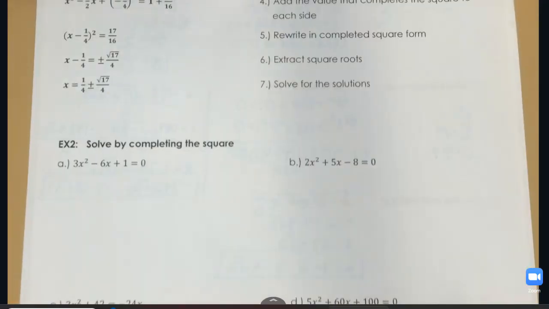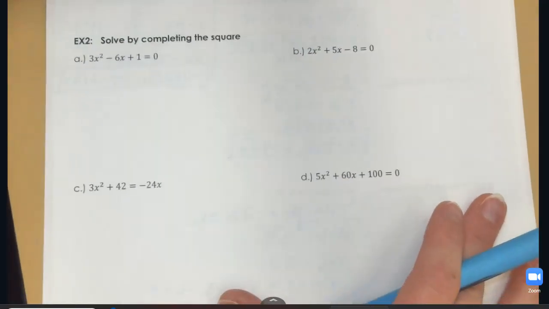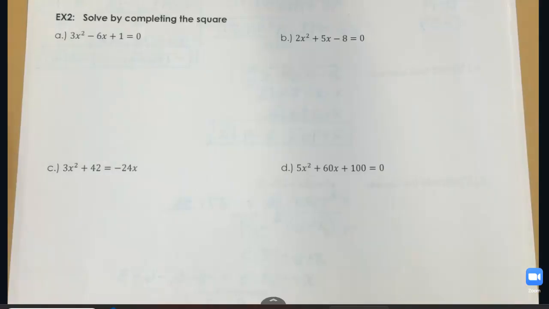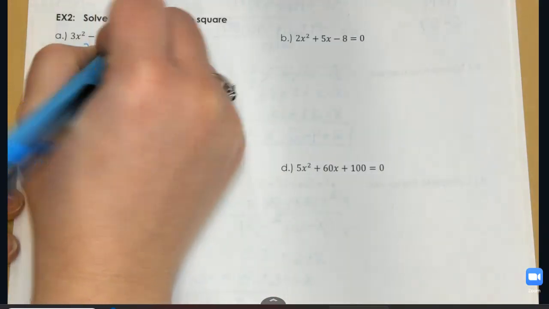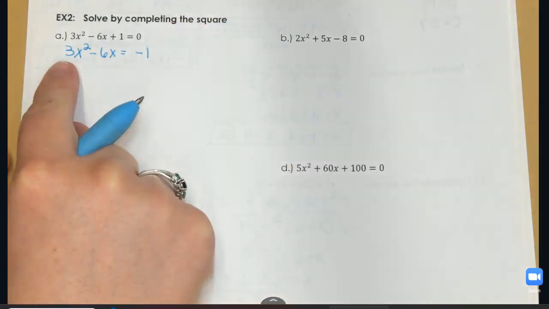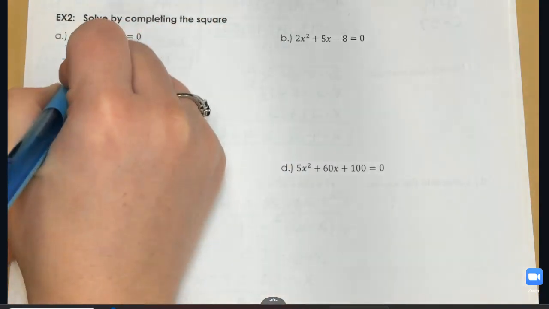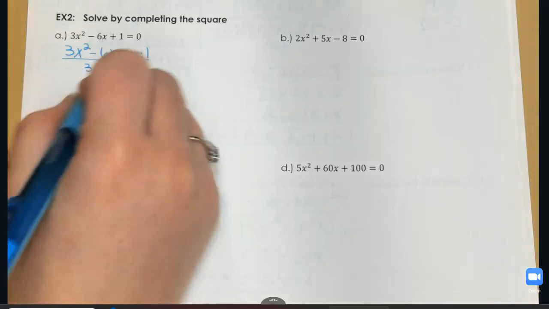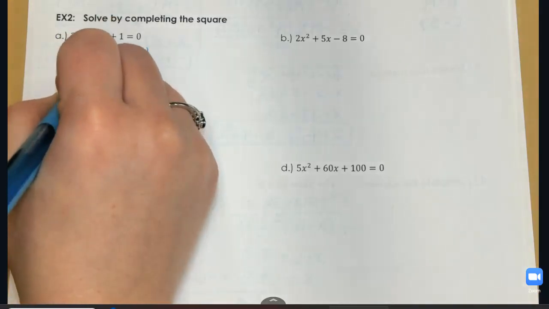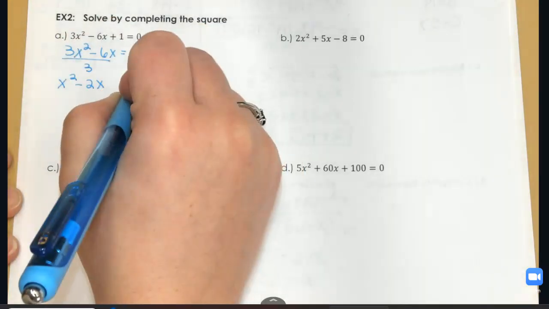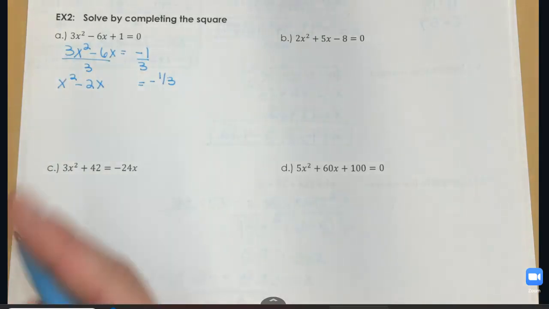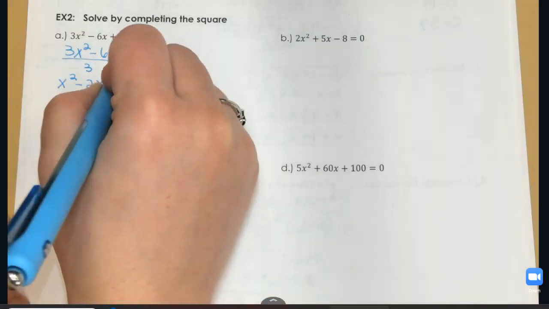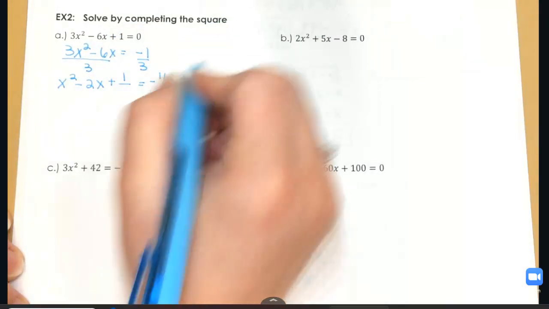Okay, so let's jump straight into some examples here. On example 2a, I am going to move over the 1. So it's now negative. And my a value is 3. So I need to divide everything by 3. So that means on the left, I will now have x squared minus 2x equals negative 1/3. Now, I was lucky here, this stayed an even number, so half of negative 2 is negative 1. Negative 1 squared is positive 1, so I need to add positive 1 to both sides.